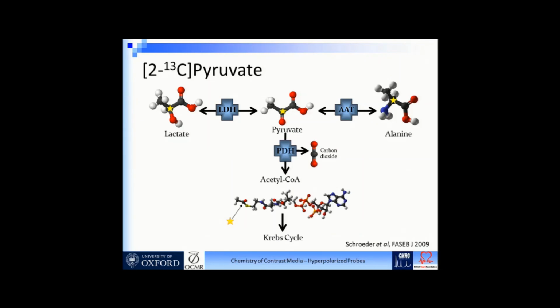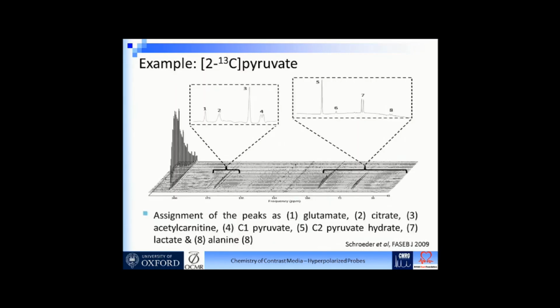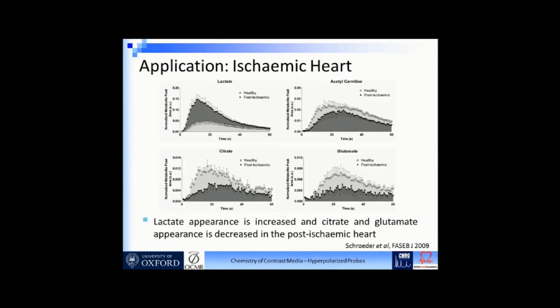But now, rather than the 13C molecule being cleaved off as CO2, it's carried through into acetyl-CoA and on into the Krebs cycle. And so you can start to acquire resonances coming from TCA cycle intermediates like glutamate, citrate, and acetyl-carnitine, and start probing those sorts of pathways. And that's been particularly useful for looking at the ischemic heart, where alterations in glutamate seem to be markers of myocardial disease.